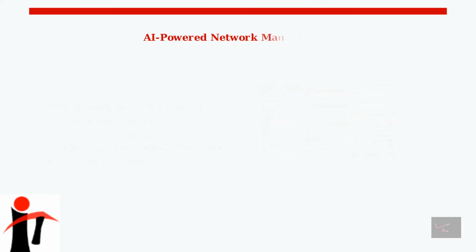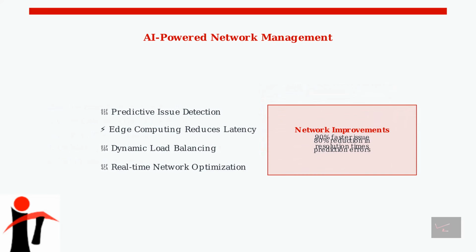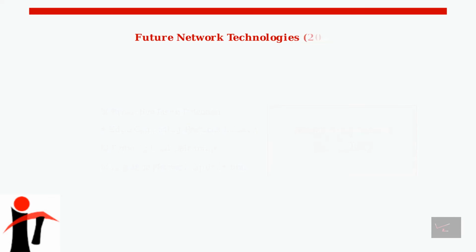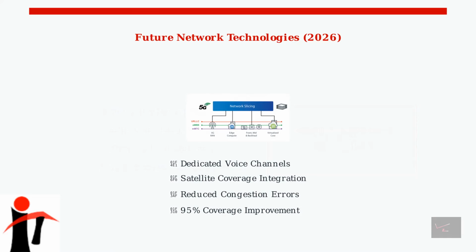Verizon is implementing cutting-edge technologies to prevent these errors from occurring. Artificial intelligence and machine learning algorithms now predict network issues before they cause service interruptions, while edge computing reduces call setup delays. By 2026, Verizon plans to implement network slicing technology and satellite integration.